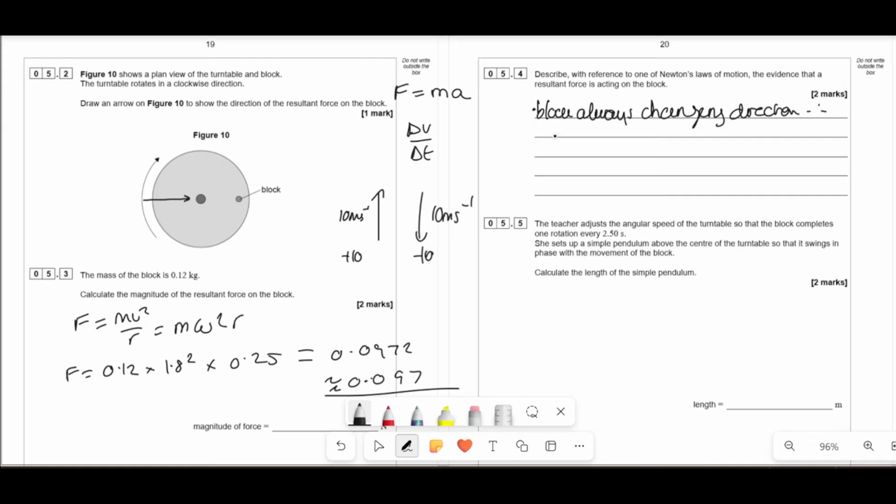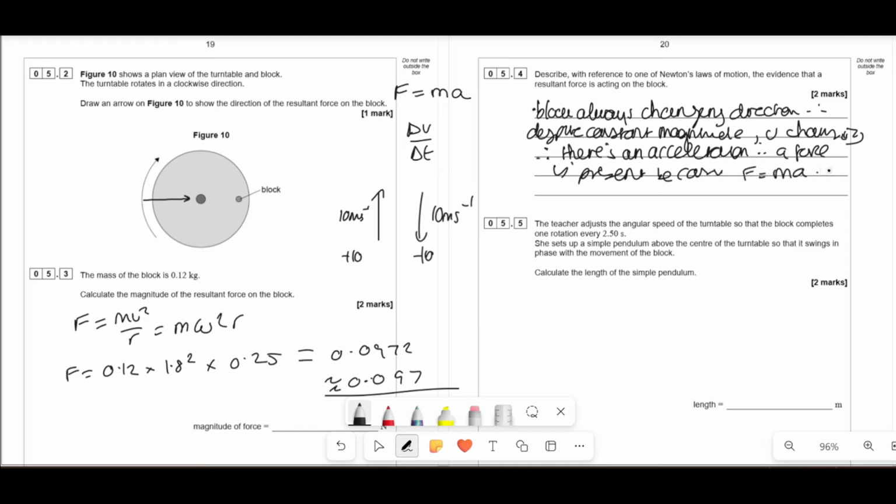Therefore, despite the constant magnitude, velocity is changing. Therefore, there's an acceleration. Therefore, a force is present because F equals ma. And if a were to be zero, then F would be zero, or your mass would be zero. But this thing has a mass, so therefore it has to be that.